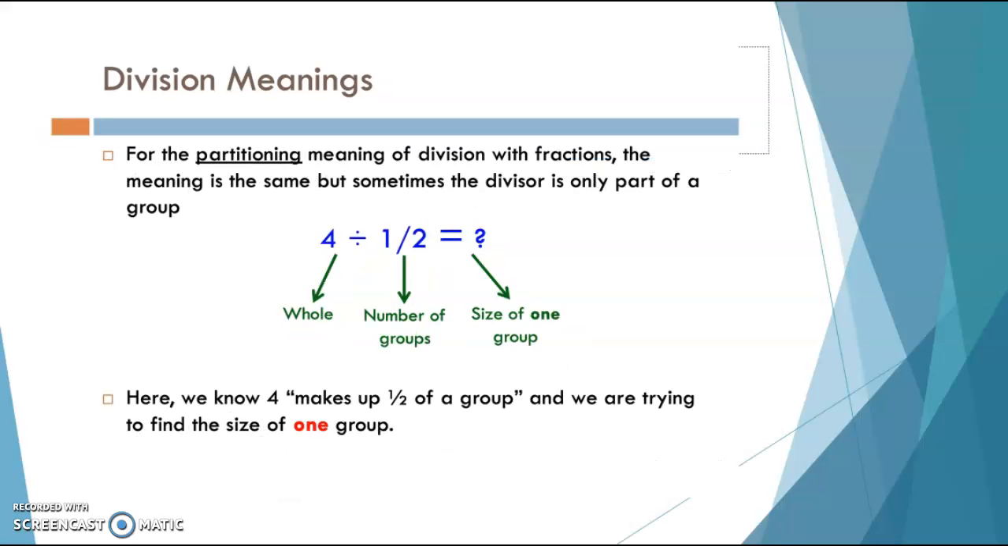For the partitioning meaning of the division of fractions, the meaning is the same, but sometimes the divisor is only part of a group. So here the whole is 4, the number of groups is half, and the size of one group is the question mark. So 4 makes up half of a group, and we're trying to find the size of one group.